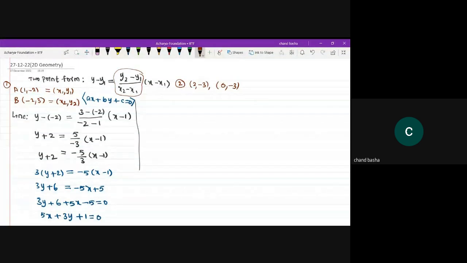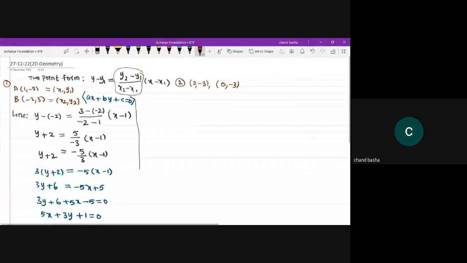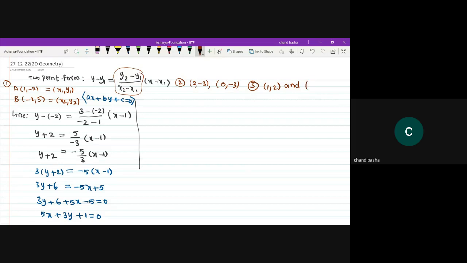So this is the given question, the second problem. This is left for you guys. Make it fast. If you have completed, just raise your hands. Even I can write the third question also. Problem number 3: the 2 points are given to you, 1, comma 2, and 1, comma minus 2. Make use of the same concept. Try to find out the equation of the straight line passing through these 2 points.